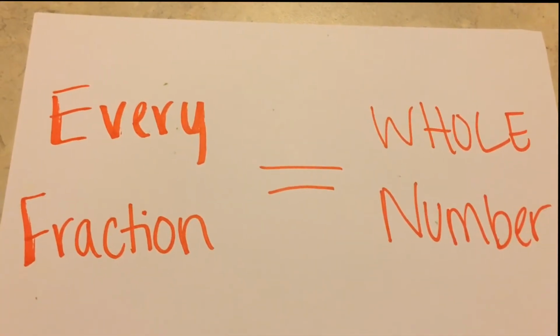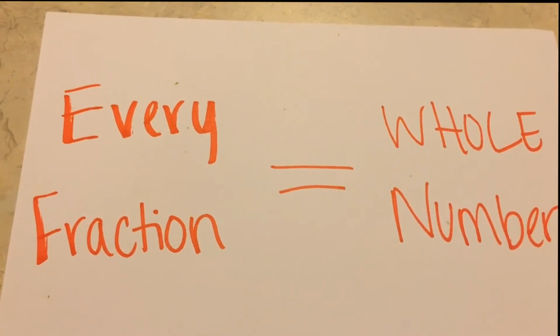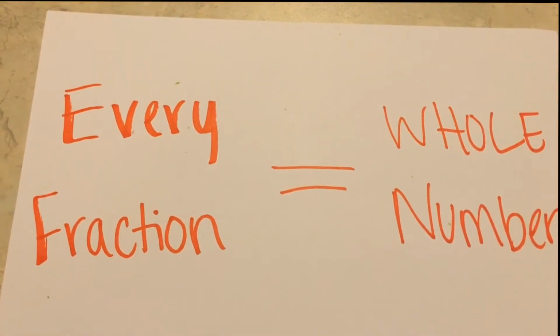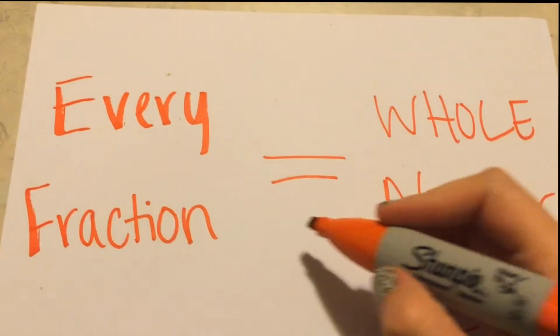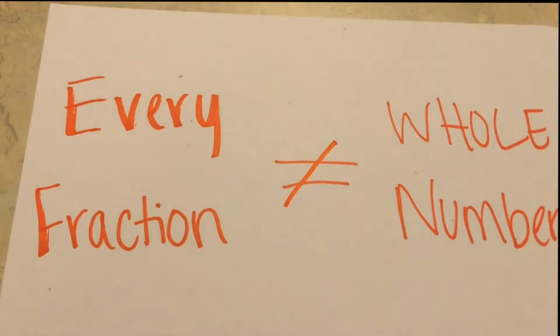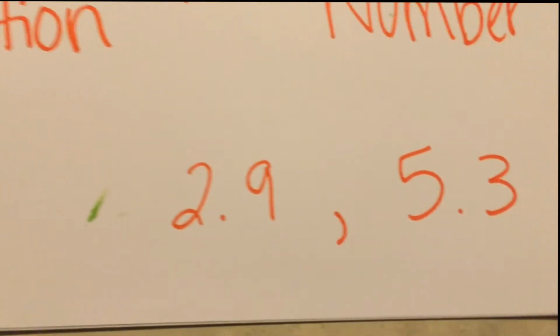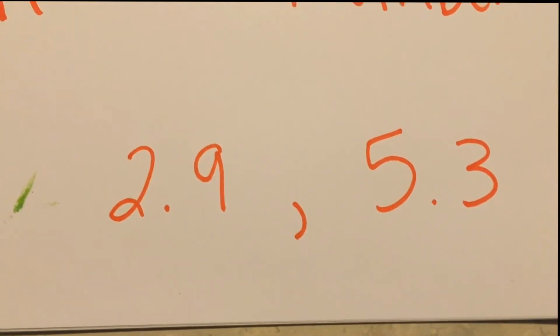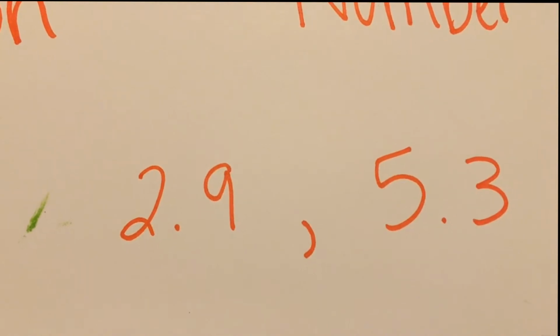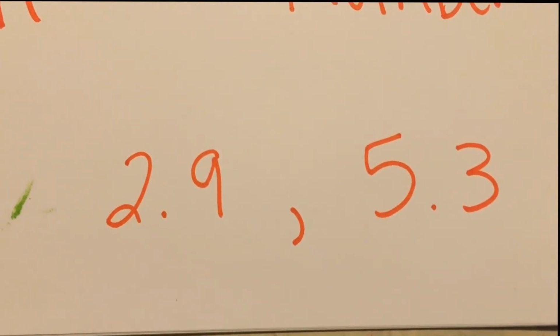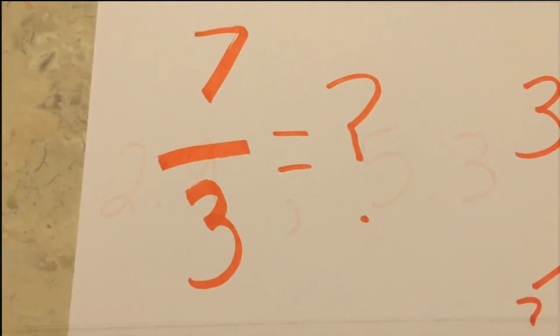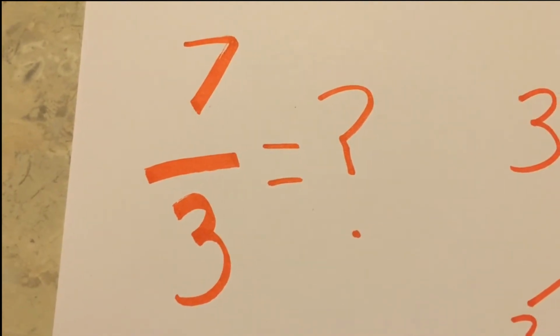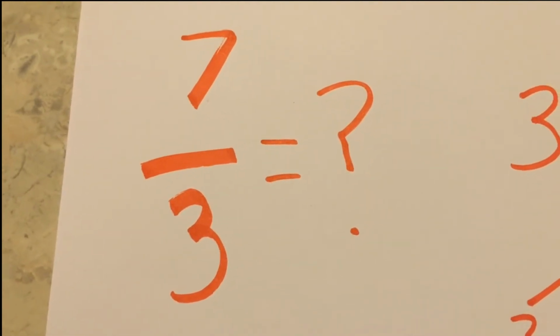Our last two examples have worked out that each fraction equaled a whole number, but not every fraction equals a whole number. Sometimes fractions equal numbers with decimals, such as 2.9 or 5.3. Next, I will show you an example of a fraction that does not equal a whole number. For this example, we will use the fraction 7/3.